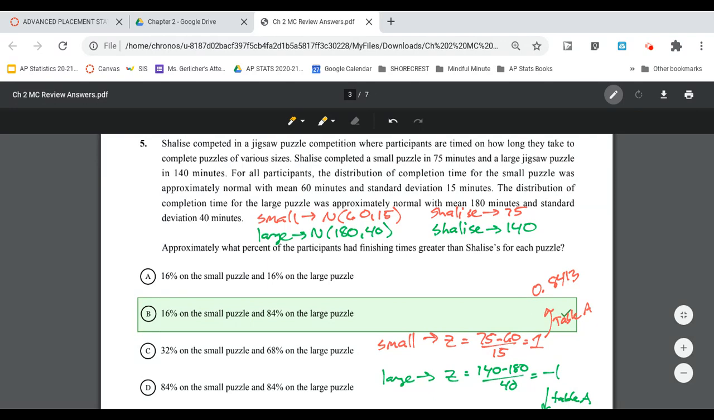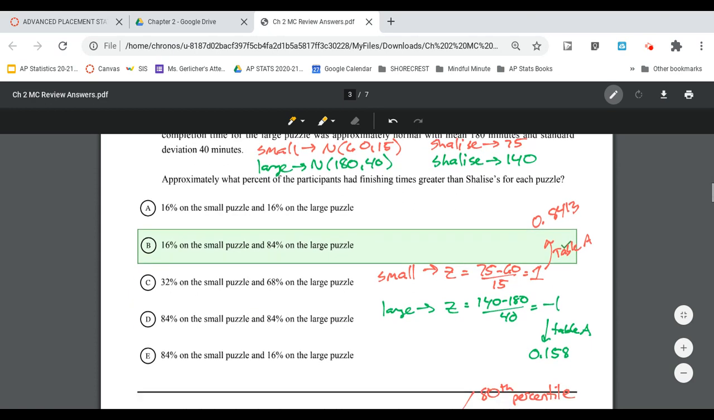Number 5, there's a lot of information in here. So again, I color-coded it into the small puzzle and big puzzle. They did tell us things were normally distributed here. We have means and standard deviations and actual data points. So I went ahead and did the z-score for Shaylee's on the small and the large puzzle. And I did the whole process where I used the z-score formula, and then I used table A to turn it into a percentile.